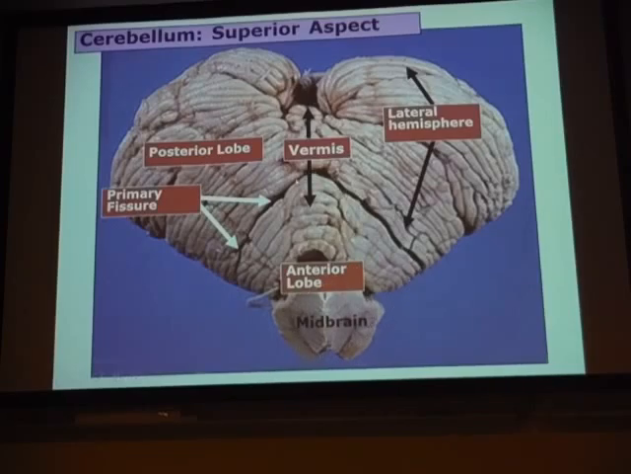This is your primary fissure that separates the anterior lobes. This would be your anterior lobe. From your posterior lobe is all of this. And then again, your vermis is down the center. Your paravermal region would be finger length outside of that. And then out in the edges are your lateral hemispheres.